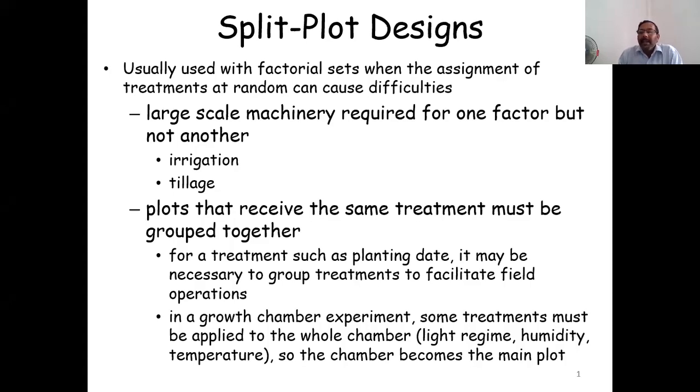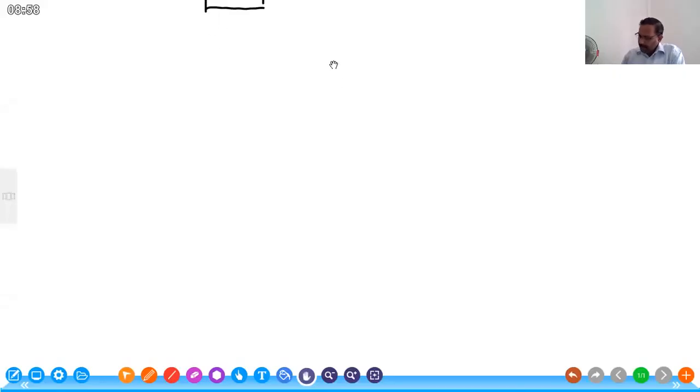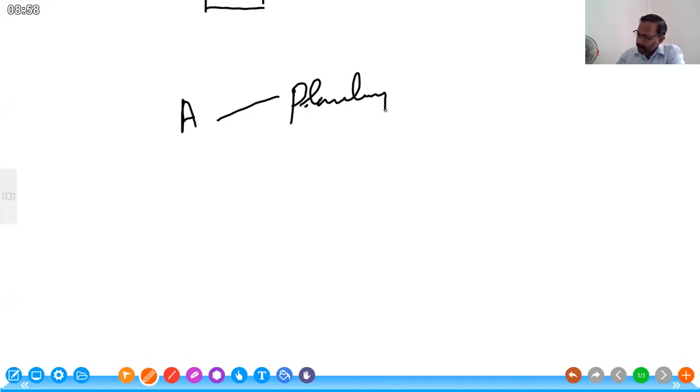It is not necessary to have an irrigation treatment or tillage treatment; with the planting dates, we can plant 3 varieties at once. For example, let's say planting dates and variety. So I have two factors. Factor A, planting dates. Let's say I have 3 planting dates, right? They are in an experiment.